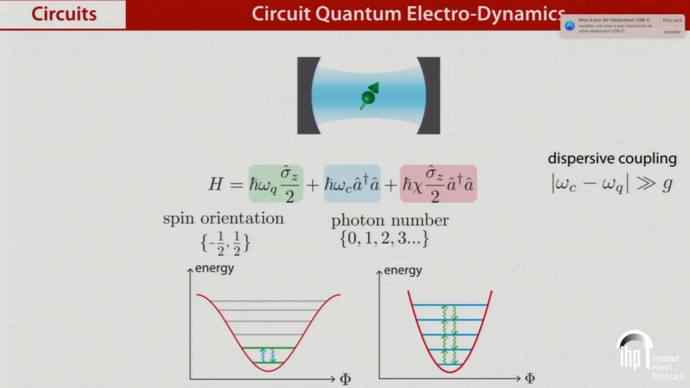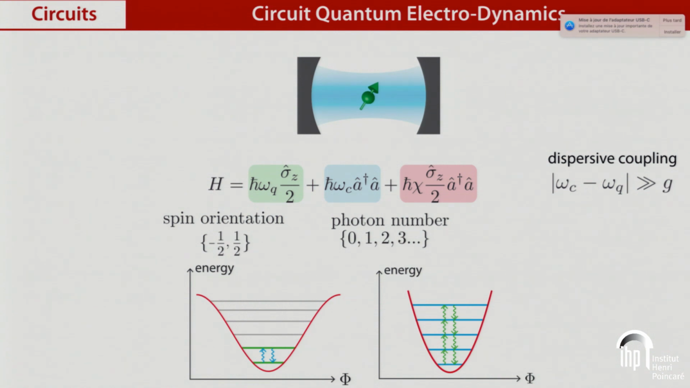So now we move to the dispersive coupling, where the two oscillators are far detuned, and the resulting coupling is of this form. So for the spin, you get sigma z a dagger a. So what it means is that depending on the spin state, okay, you shift the resonance frequency of your harmonic oscillator.